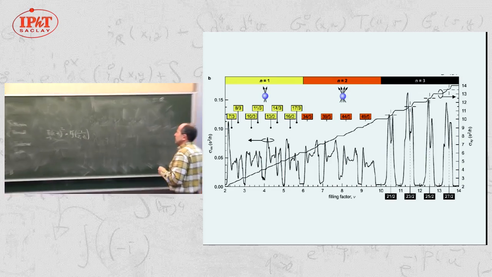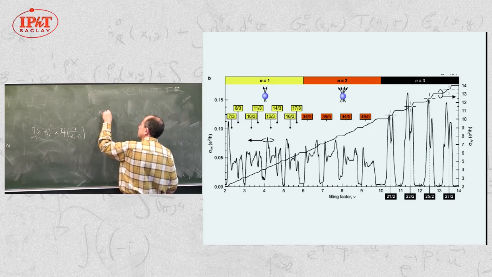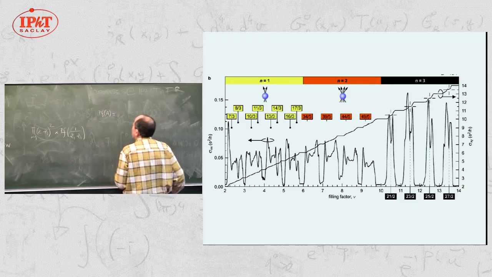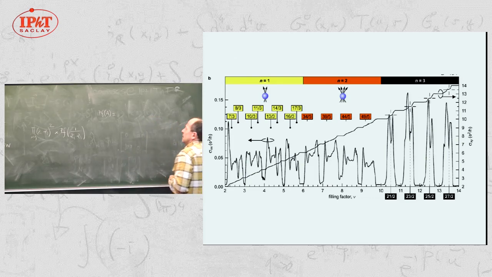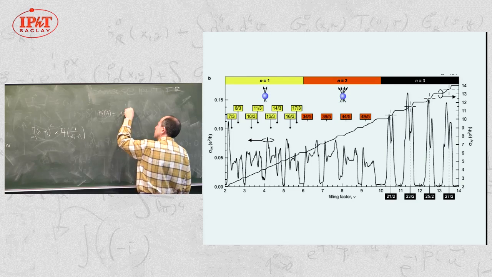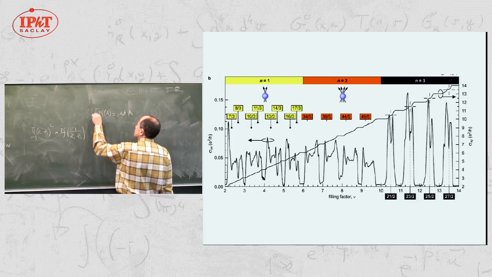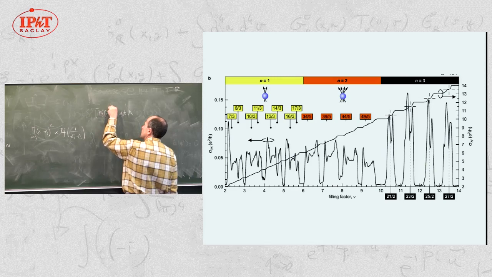What is the Pfaffian? The Pfaffian is the following construction. If you compute the determinant of an antisymmetric matrix, you find that it's a square, just by algebra. And it's the square of something which is called the Pfaffian.